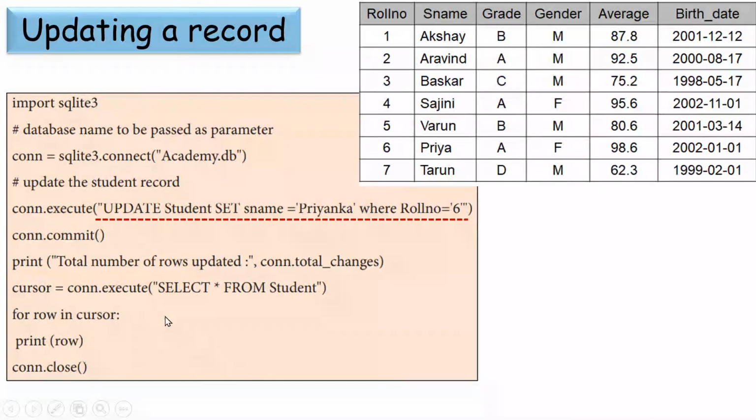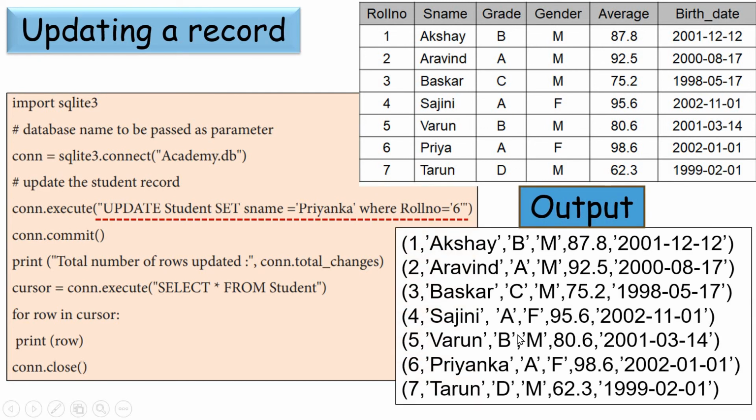After updating, a select asterisk from student will print all the records. So the output of this example is as follows. You can see that in roll number 6, Priya is replaced with Priyanka.